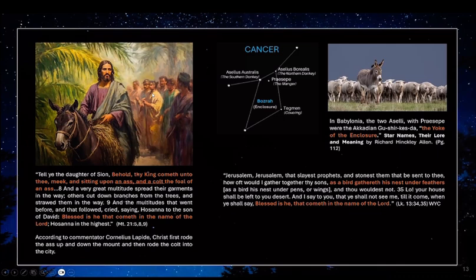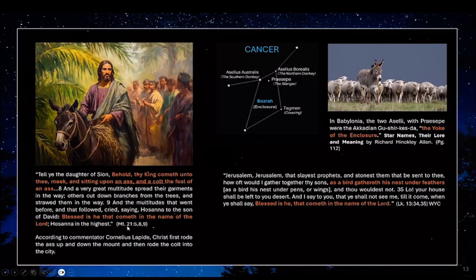Because when he came the first time into Jerusalem, what do we read? Tell the daughter of Zion, behold, thy king cometh unto thee, meek and sitting upon an ass, there's our donkey, and a colt, that's another donkey, the foal of an ass. And a very great multitude spread their garments in the way, others cut down branches from the trees and strawed them in the way. And the multitudes that went before and that followed cried, saying, Hosanna to the Son of David! Blessed is he that cometh in the name of the Lord, in the name of Yahuwah.